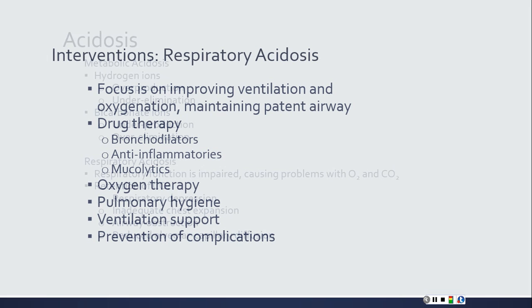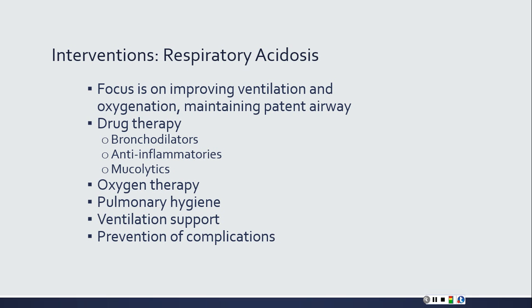Now, our interventions. This is what we're going to do if we recognize the acidosis. If we have a recognition of, in this case, respiratory acidosis, the focus is going to be on improving ventilation and oxygenation. We want to improve the ability to bring in oxygen and get rid of CO2. Maintaining a patent airway. That's kind of number one on all this stuff. Make sure that patent airway is patent.